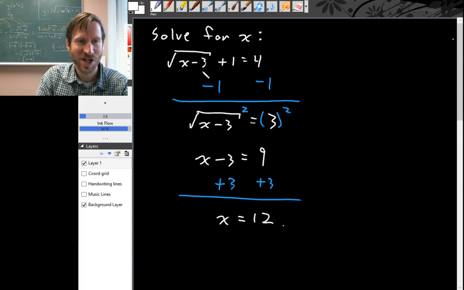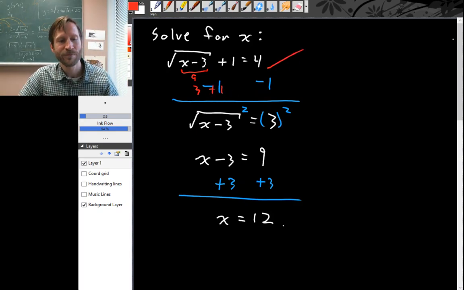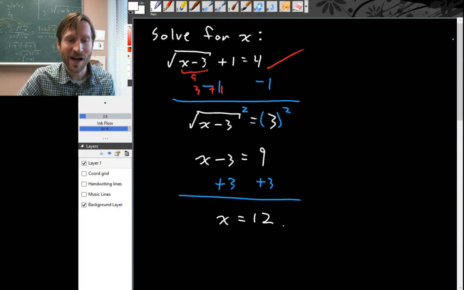Just as a quick check, if you put this back into the original equation, 12 minus 3 is 9. Square root of that is 3. 3 plus 1 is 4. Yes, that works. So if you have just one square root, isolate that square root and then square both sides.